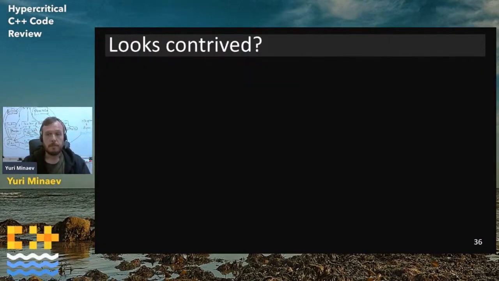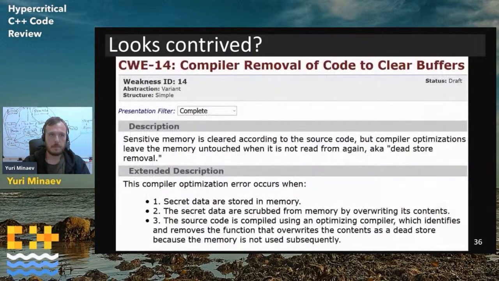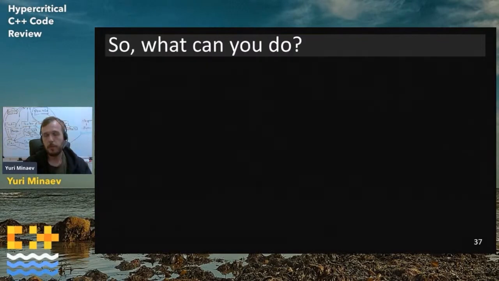If it looks contrived, and I know to some people it looks contrived, well, it isn't. There is this thing called Common Weakness Enumeration. And this problem with memset is classified there, and it's described based on actually potential security risks that you can encounter. So if you need to zero out some sensitive memory, what can you do?